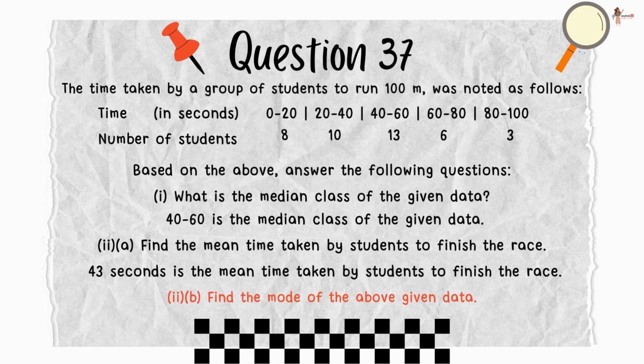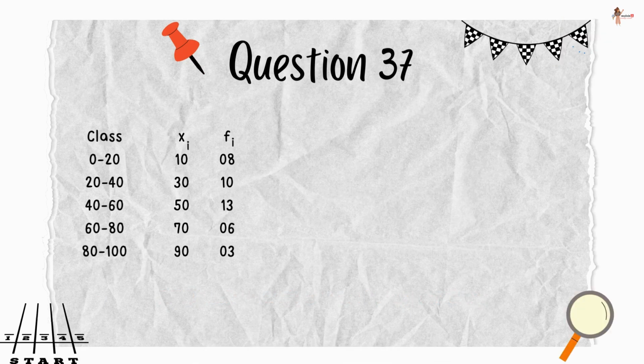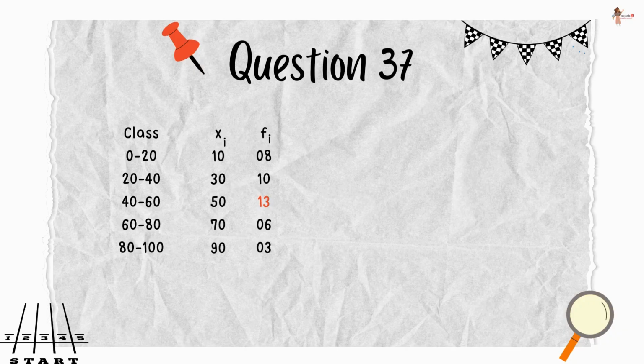Next part says, find the mode of the given data. The highest frequency is 13. Hence, the modal class is 40 to 60. The lower limit of the modal class is 40. Now, the frequency of 13 is our f1, and hence 10 is f0 and 6 is f2.